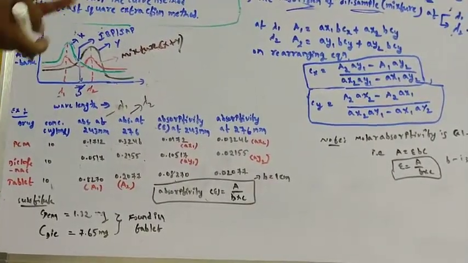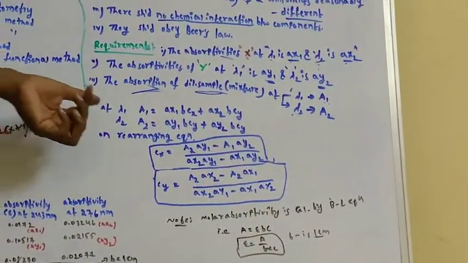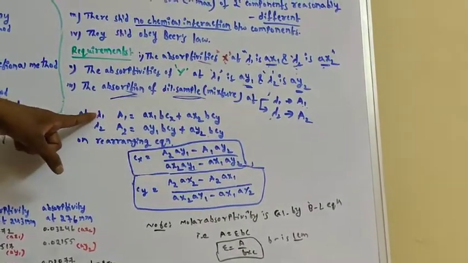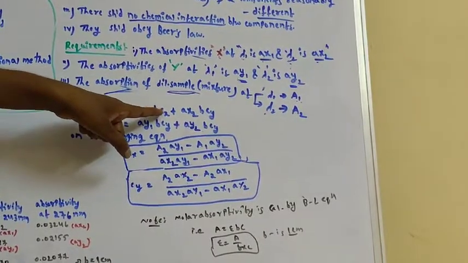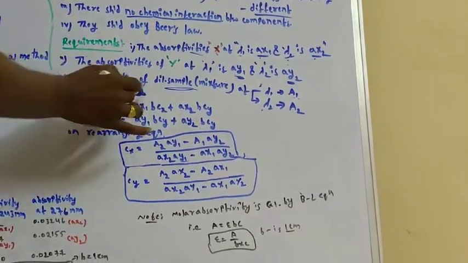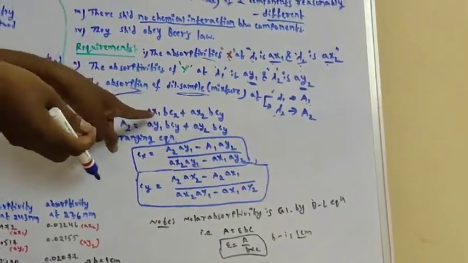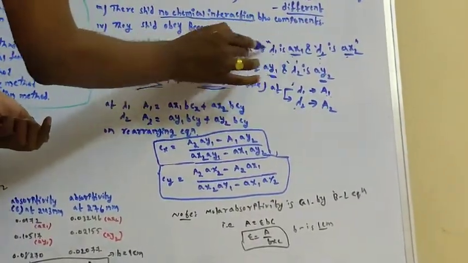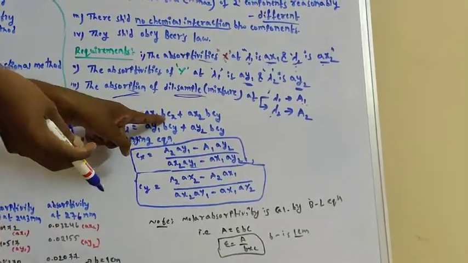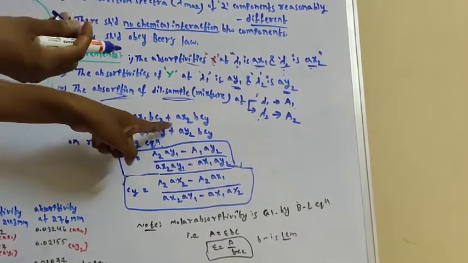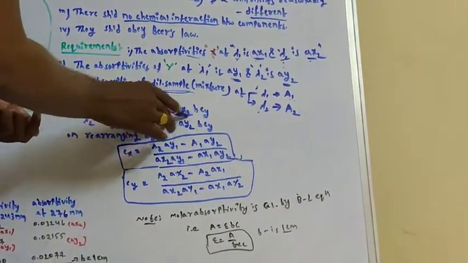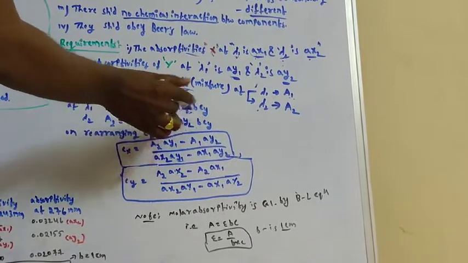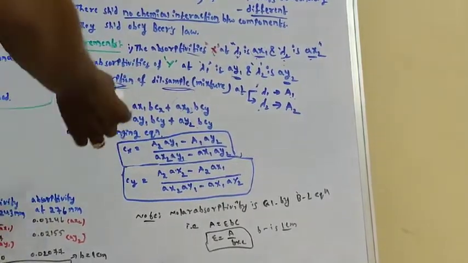Okay, this is the graph. Now I told you that at lambda 1 the absorbance is A1, at lambda 2 it is A2. This is for the diluted sample, mixture or tablet. At lambda 1, A1 equals ax1 into b c x plus ax2 into b c y. Here ax1 means the molar absorptivity of x sample at lambda 1, the first wavelength. Then b is the path length. C x means concentration of the x sample. Then ax2 is the molar absorptivity of x at the second wavelength. Then Cy means concentration of the y sample.